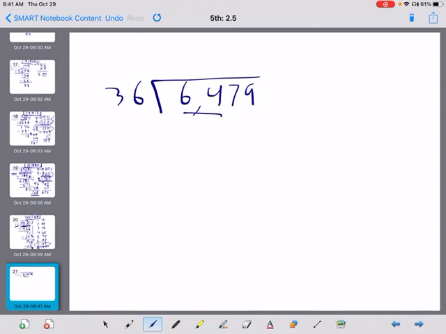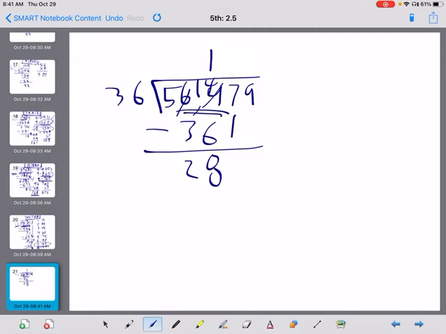36 goes into 64. Well, 30 times 2 is 60. So the 6 times 2 is going to be an extra 12. So that's going to put you at 72. That's too much. So we just have to do this one time. This becomes 14. This becomes 5. 14 minus 6 is 8. 5 minus 3 is 2. Drop down the 7.